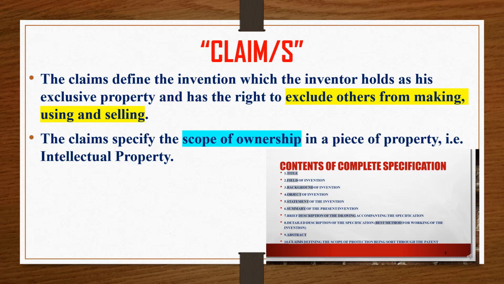The next point is the claims specify the scope of ownership in a piece of property, that is actually intellectual property. Fine. Here also, friends, I have given, just a second. Yeah, this is the old slide where all the contents of the complete specification are mentioned. Please take a look, just to refresh your memory. Fine. Okay, let us proceed then.